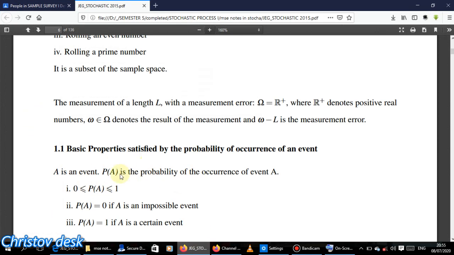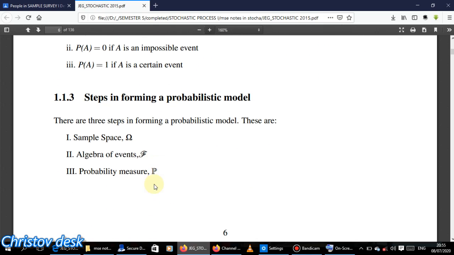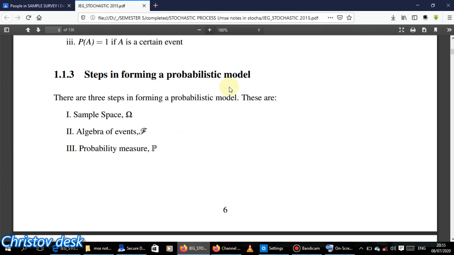So we talked about the basic properties. In any experiment, if your event is a possible event or a certain event, then that probability should give you a 1. If it is impossible, then you should have a 0. Now, steps in forming a probabilistic model.